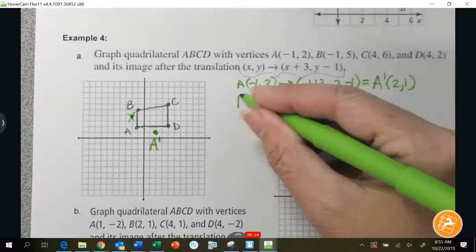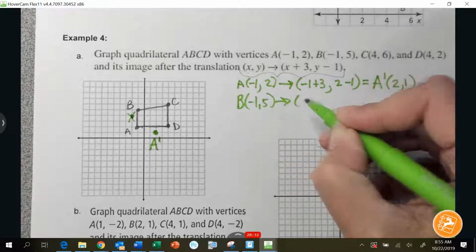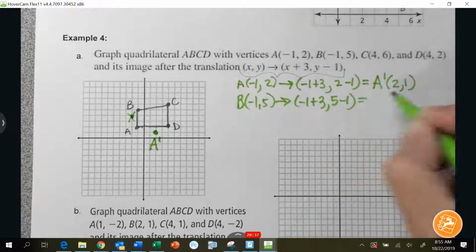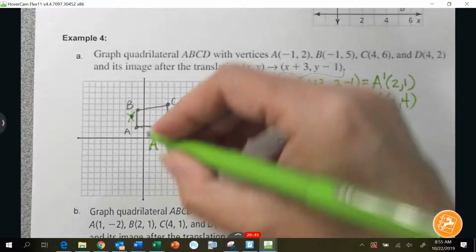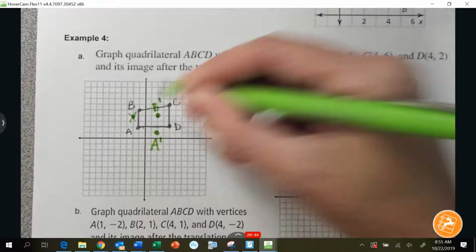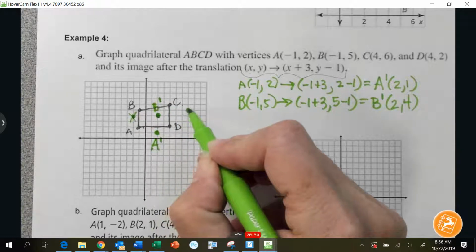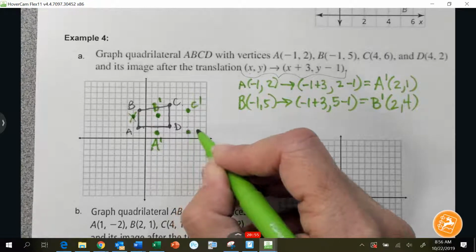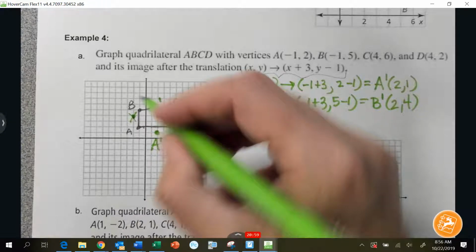So I could do that with point B as well. Point B is -1, 5. I can take -1 plus 3, 5 minus 1, and I'll have B prime. 2, 4. Or I can just stay on the graph. Add 3, take away 1, C prime, D. Add 3, take away 1, D prime. So I just showed you 2 different methods that you could use to find these answers.